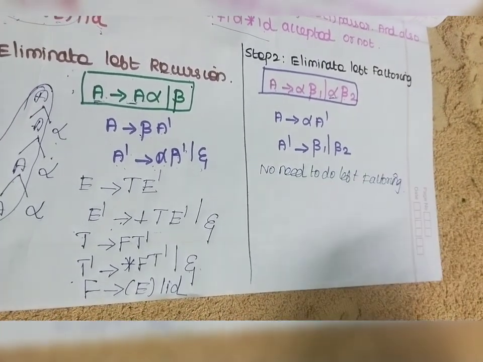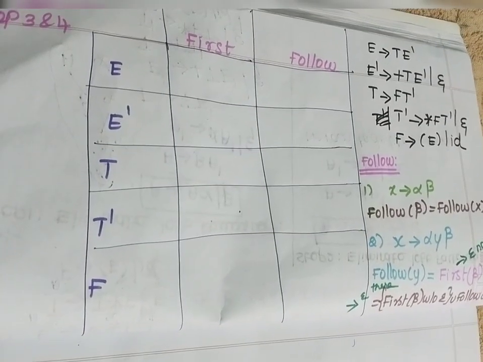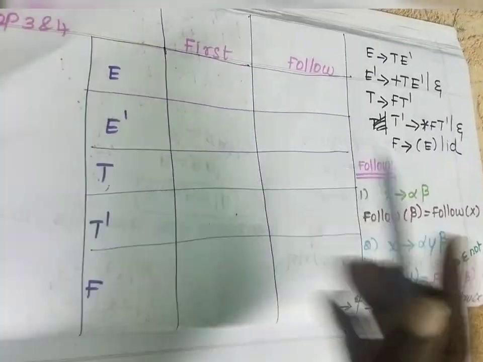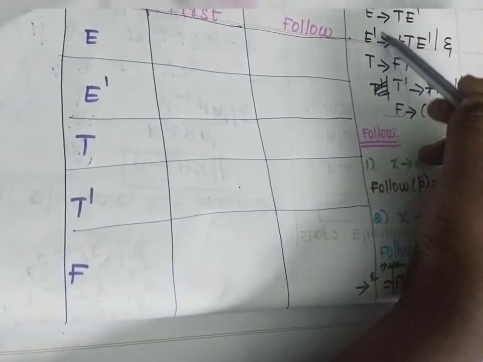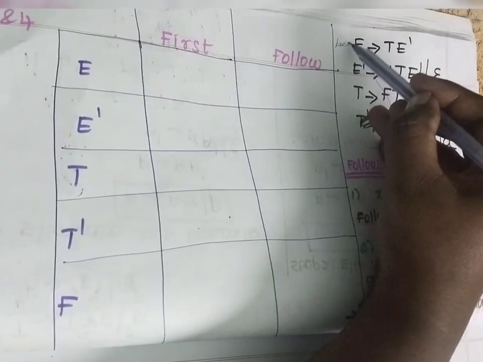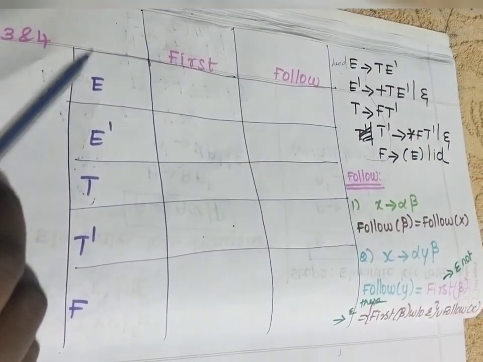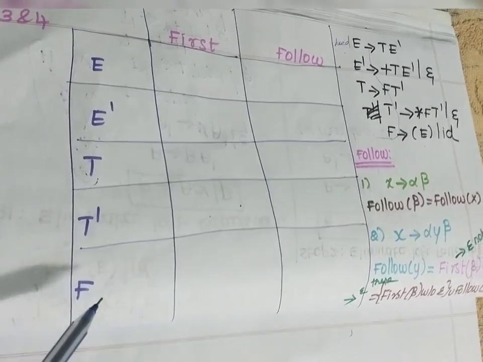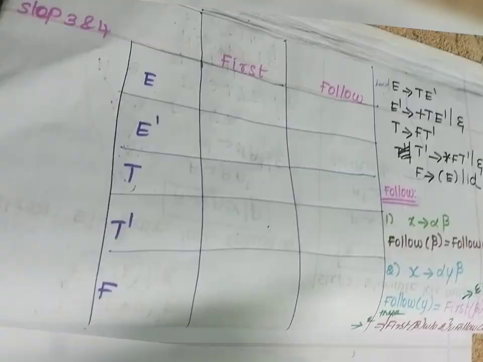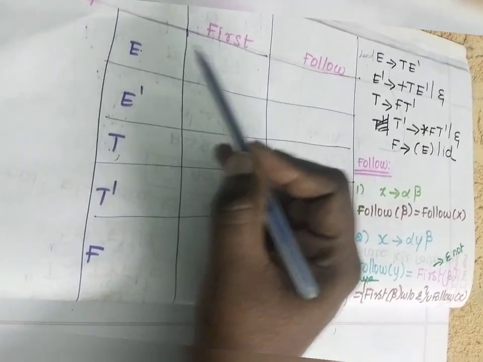Then we will do step 3. In step 3 we need to find the first and follow. First, you have to calculate for all the heads. Heads means the left side of the production is called the head. So for all the heads, you have to calculate the first position and follow position. So I am writing E, E dash, T, T dash, F here. Then you have to find the first of E. How do you calculate it?